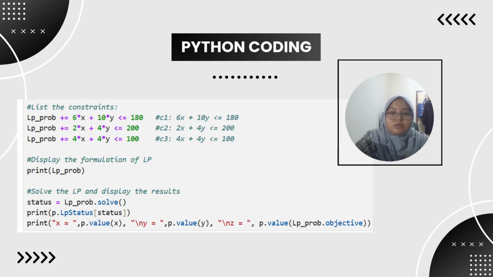And then I want to display the formulation of the LP, so I use the print command and print the LP prop. And then lastly, I use the solve and display command in order to solve the LP problem and also display the results.